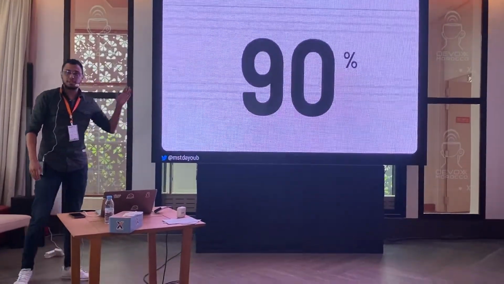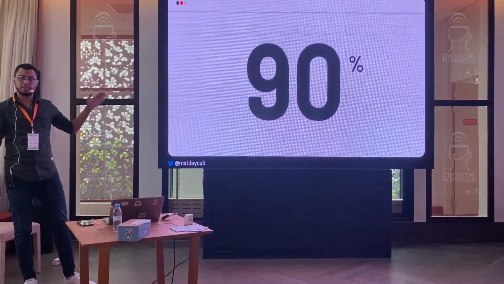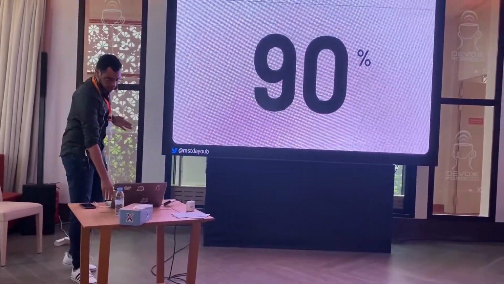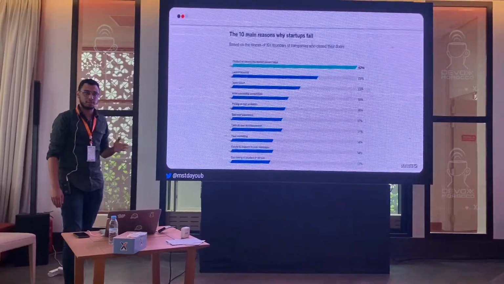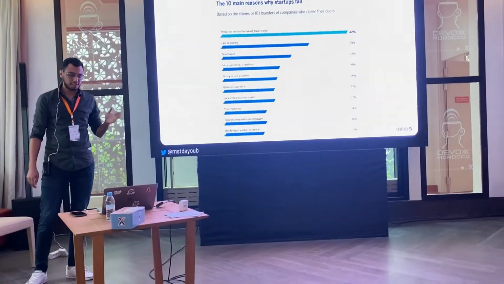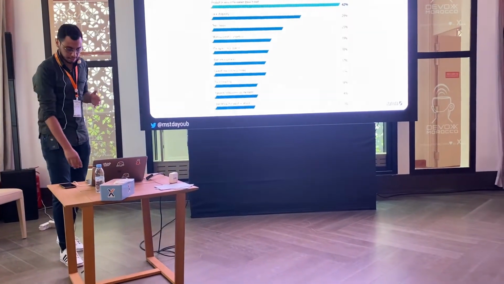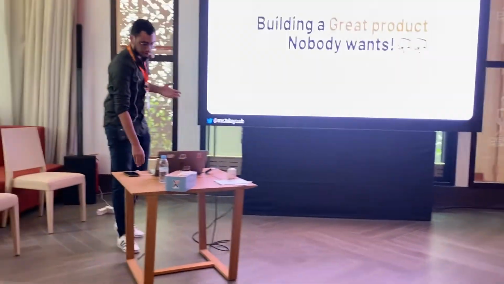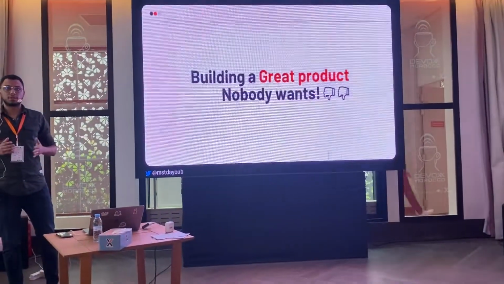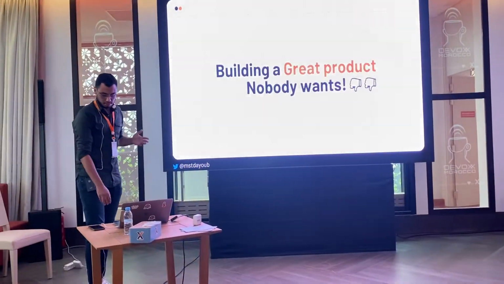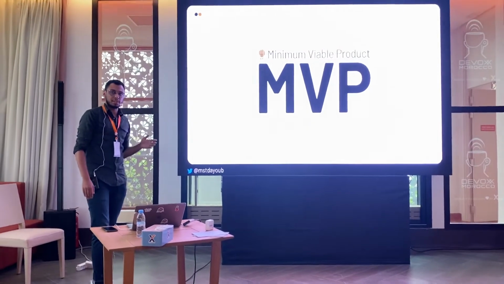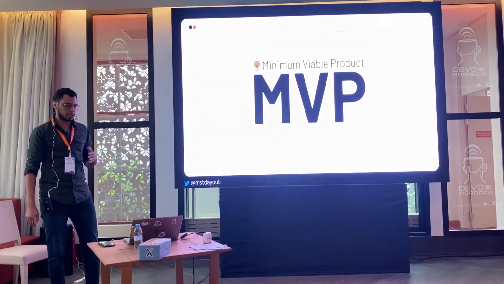We have this number. It's 90%, which is the number of startups that are failing out there. And the main reason why they are failing is they are creating a product or service that the market doesn't need. And by that, in other words, it means they are building a great product nobody wants or nobody is going to use. And how to avoid that? Mainly, this is our topic, the minimum viable product, or the MVP.